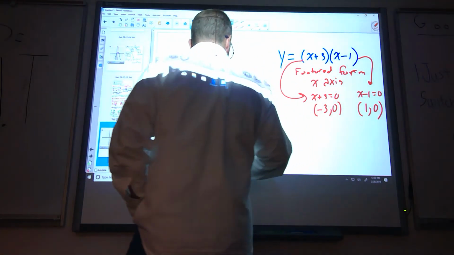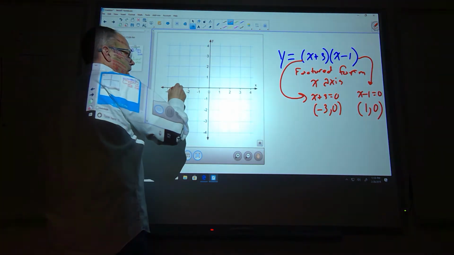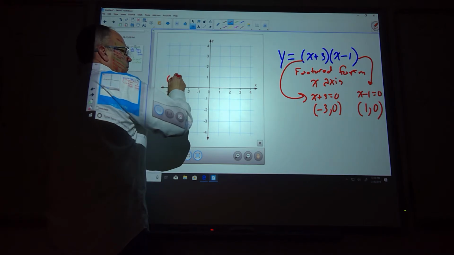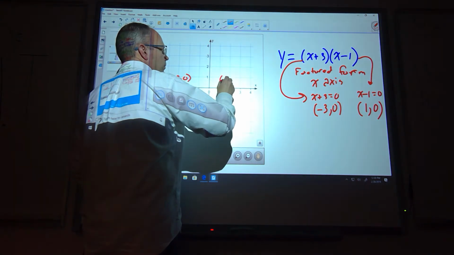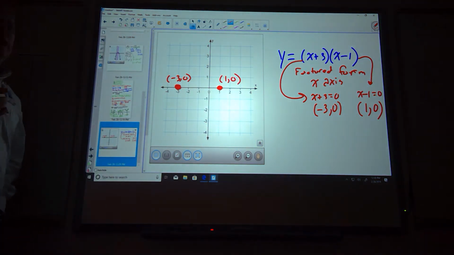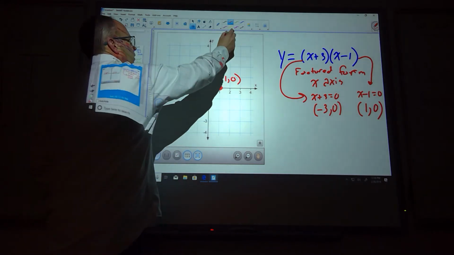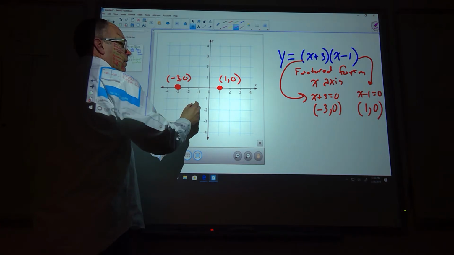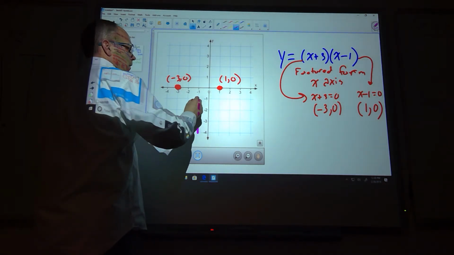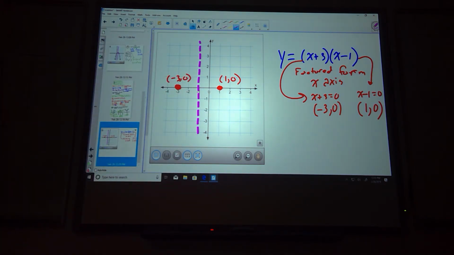And I can increase this a little bit. Let's see. All right, so I see that I have negative 3, 0 here. And I also have 1, 0 here. So you have to find what's halfway in the middle. Halfway in the middle is the axis of symmetry, AOS, and the vertex. So it looks like, is that 1? Or is it negative 1? Negative 1? So does everyone feel comfortable that that's halfway between positive 1 and negative 3?